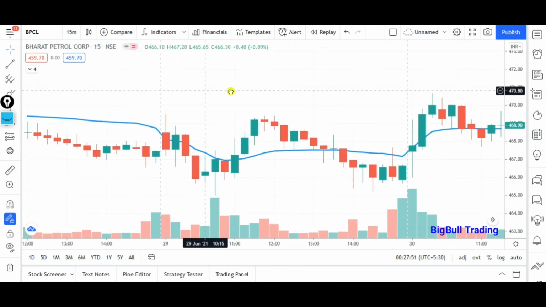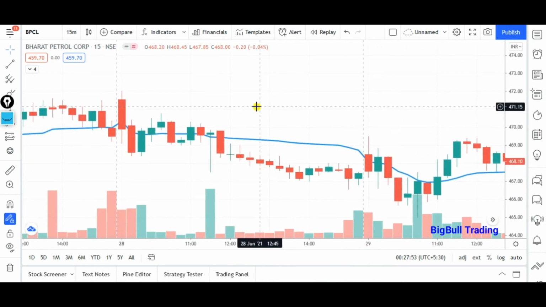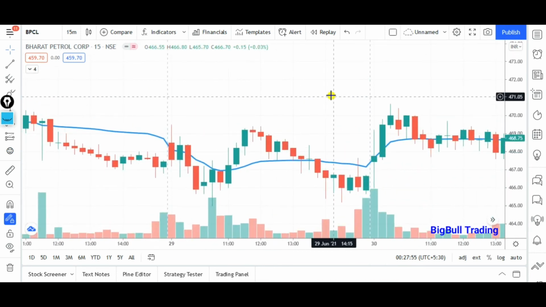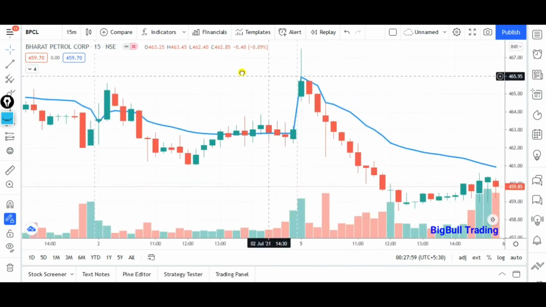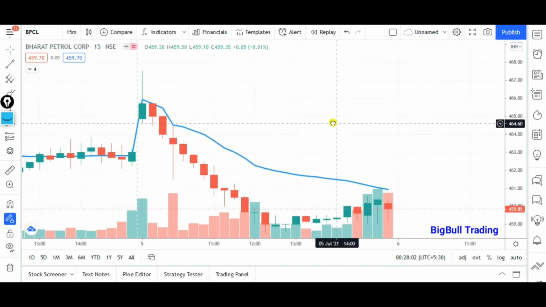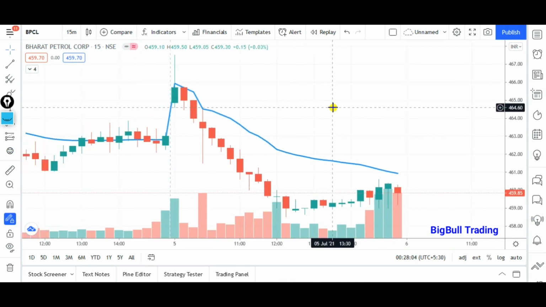So this is how you can take the trade and you can make money in intraday using the VWAP. But once again, I will tell you, if you are planning to utilize this strategy, first paper trade. If you believe in yourself, if you are confident, then only you can take the trade.